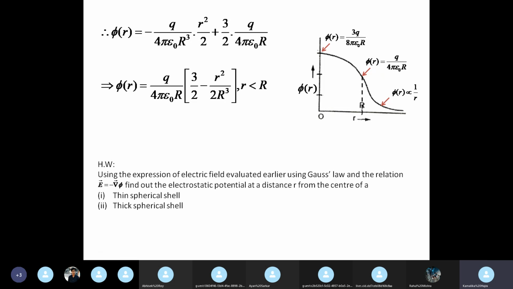For homework, I want you to do this problem. We have already evaluated, using thorough calculation in class, the value of the electric field for a spherical shell, both thin and thick spherical shell. So the problem is like this: using the expression of electric field evaluated using Gauss's law, and the fact that electric field is equal to minus grad phi, you need to find out the electrostatic potential at a distance r from the center of a thin spherical shell and a thick spherical shell.